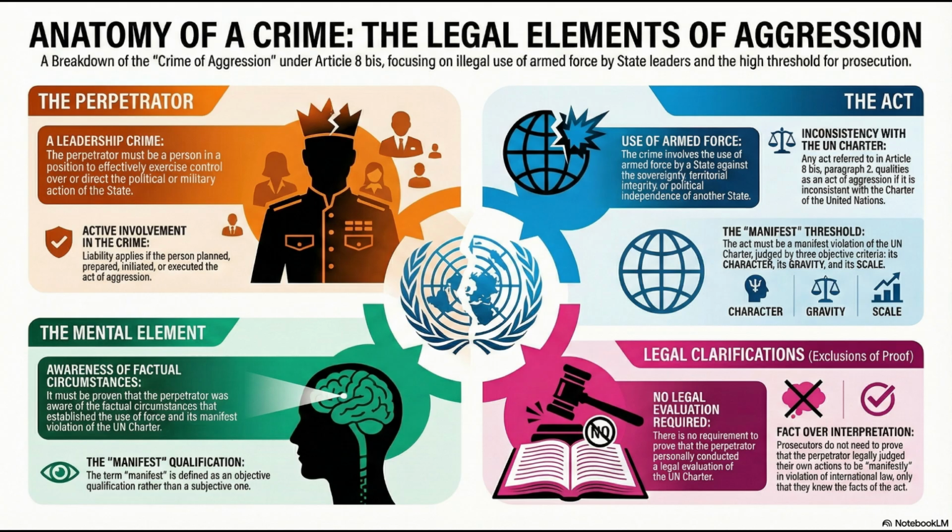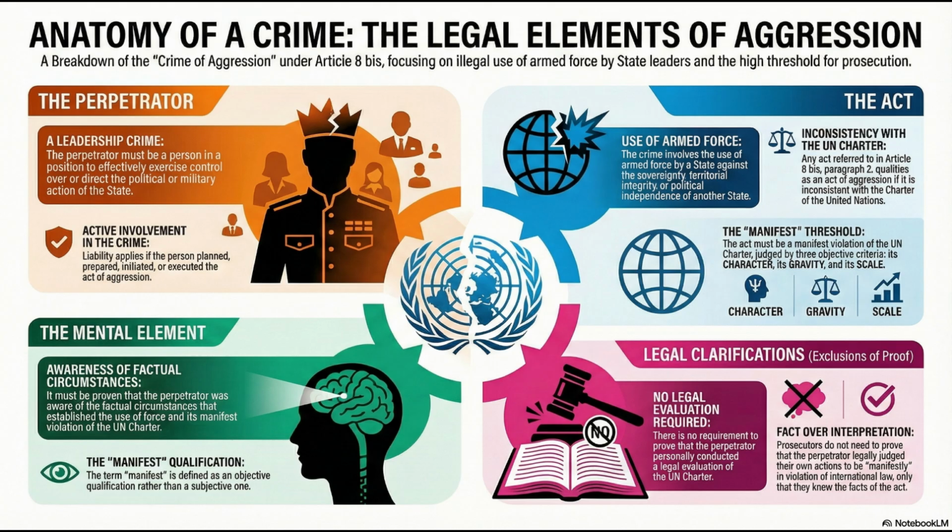That is exactly where the manifest threshold comes in. You can think of it as the anti-nuisance clause of international law. Anti-nuisance, I like that. Yeah, without it, that single drifting drone could trigger a global legal crisis. So Article 8 bis includes this really high bar to ensure the law is reserved for only the most blatant violations. So it's essentially a seriousness filter, but how do you actually measure seriousness in a courtroom? Because that feels really subjective.